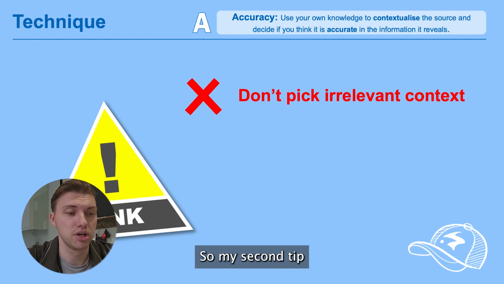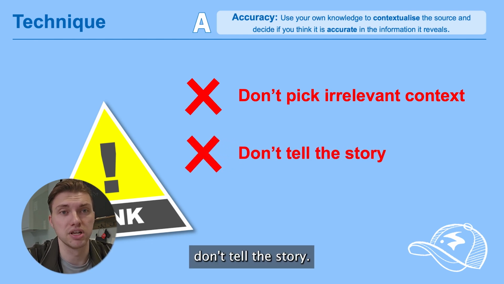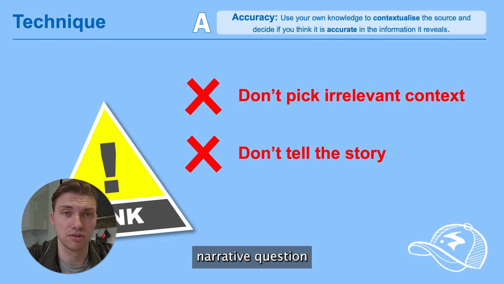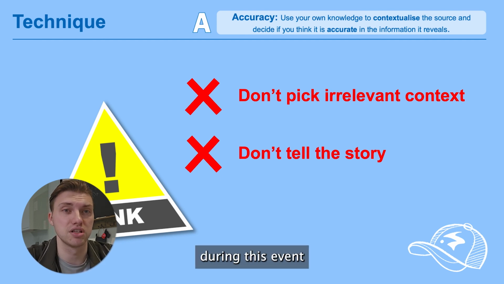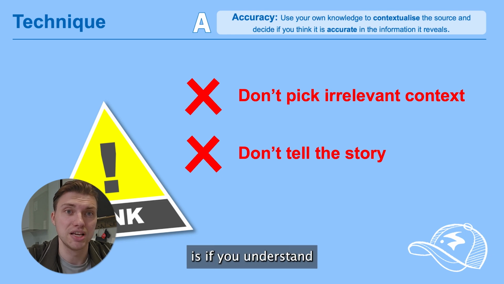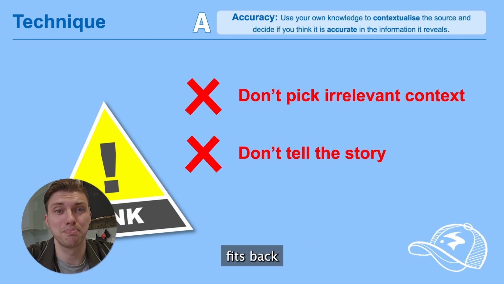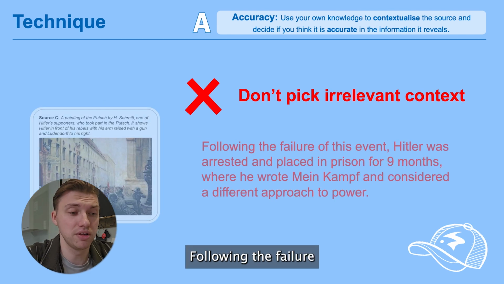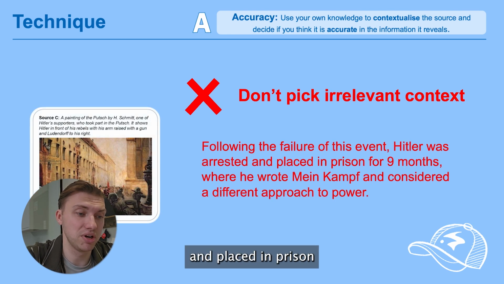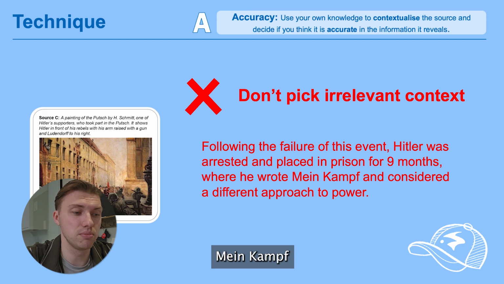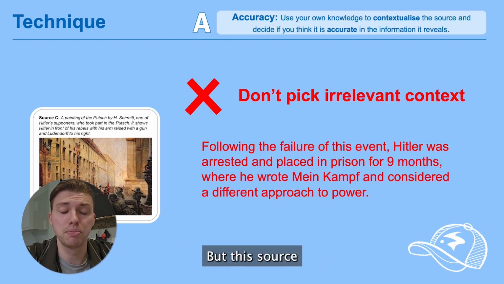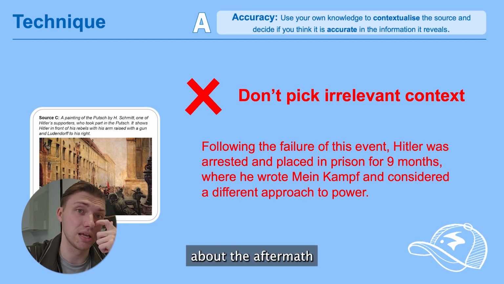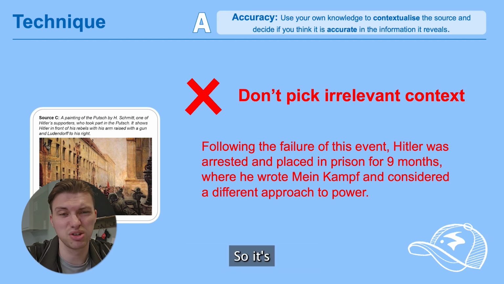My second tip would be don't tell the story. This is not a historical narrative question, and the examiner isn't looking for if you understand what happened during this event. All the examiner is looking for is if you understand how this source fits back into its context. So what could those mistakes look like? Following the failure of this event, Hitler was arrested and placed in prison for 9 months, where he wrote Mein Kampf and considered a different approach to power. Great historical knowledge, but this source doesn't show us anything about the aftermath of the Munich Putsch, so it's irrelevant.